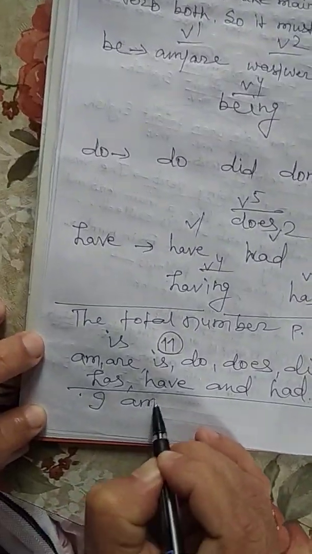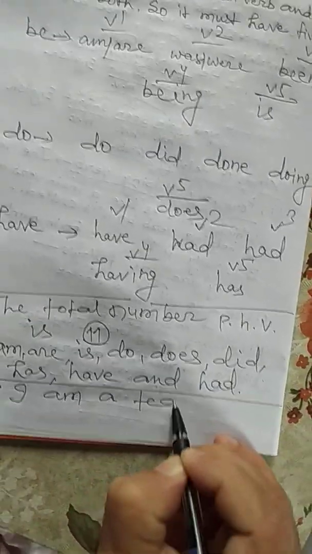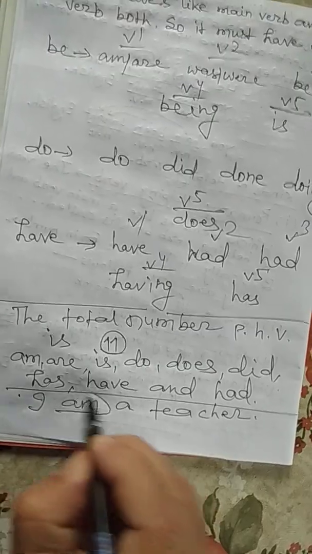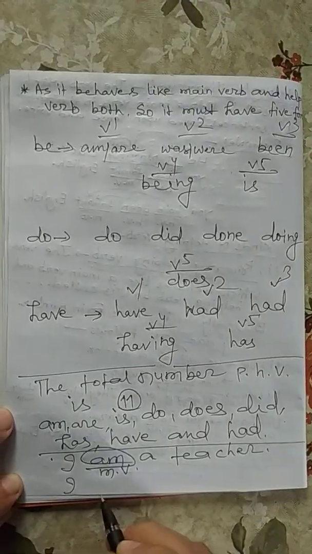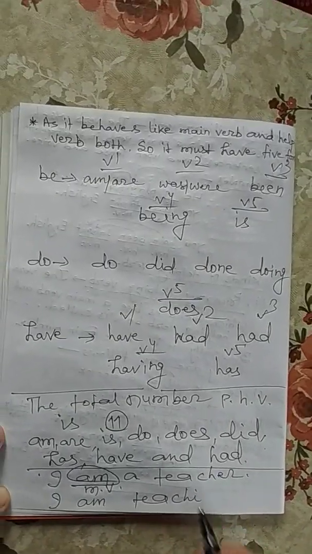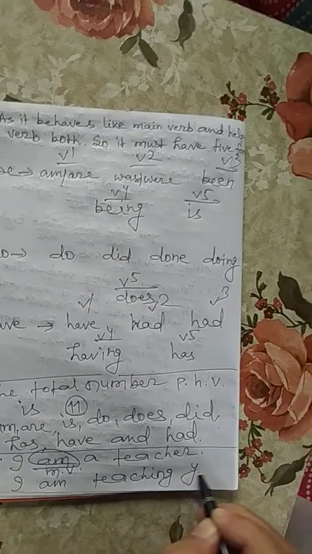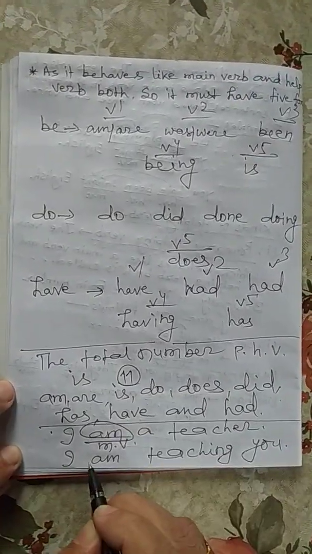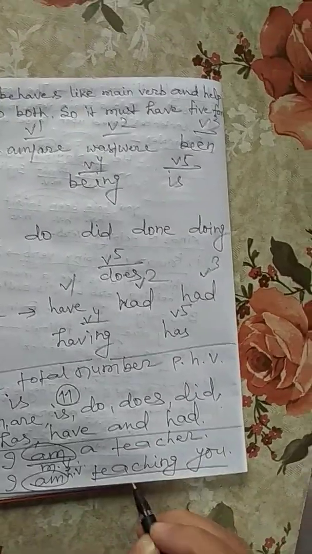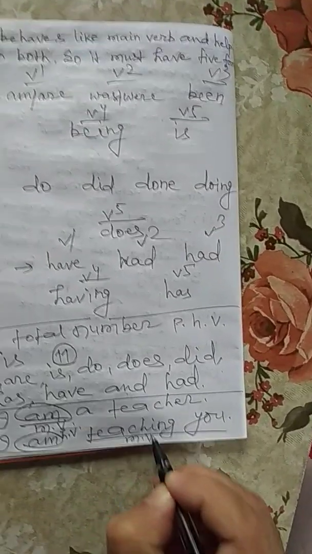I am a teacher. In this sentence, there is only one verb. This one is main verb. And in the second sentence, I am teaching you. So, in this sentence, am is helping verb and teaching is main verb.